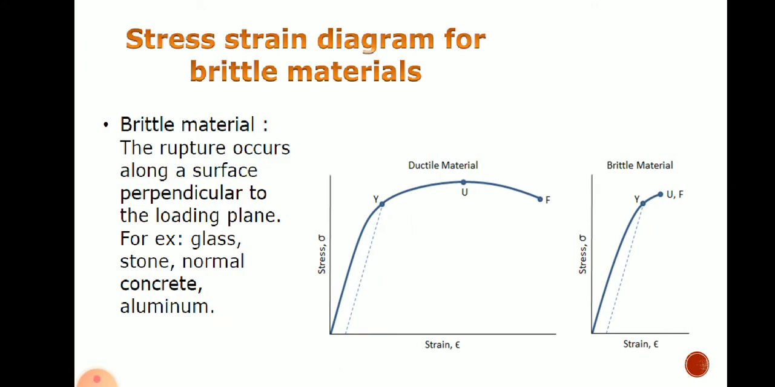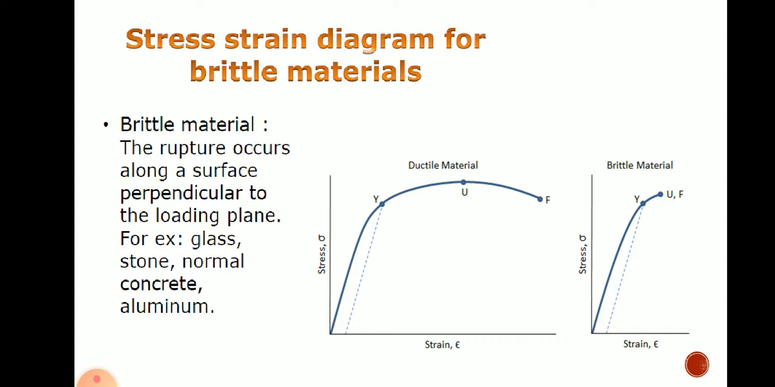Next, stress strain diagram for the brittle material. Now for the brittle material there will be only one curve you can observe, that is in the second diagram you can observe one straight line from one point to y point, and after y point immediately after application of stress there will be ultimate tensile stress and fracture point immediately. There will not be any small change such as from y to u point, u to f point. There will not be any necking in the brittle material. The rupture occurs along the surface perpendicular to loading plane. These brittle materials are examples: glass, stone, again normal concrete or aluminum.